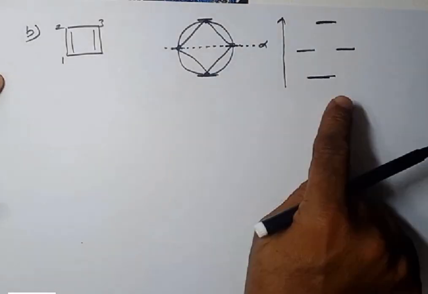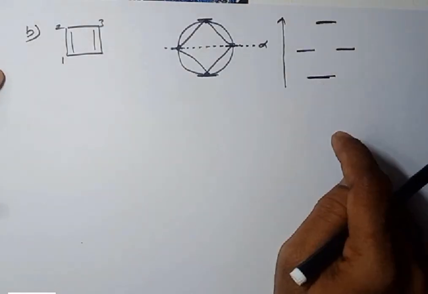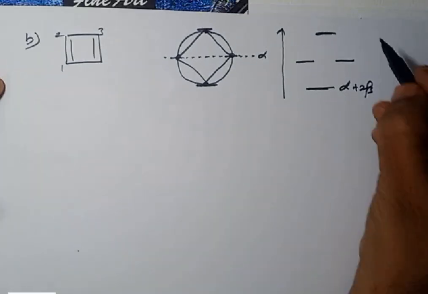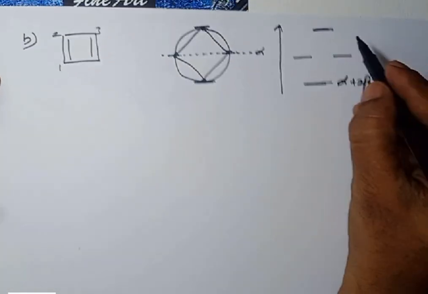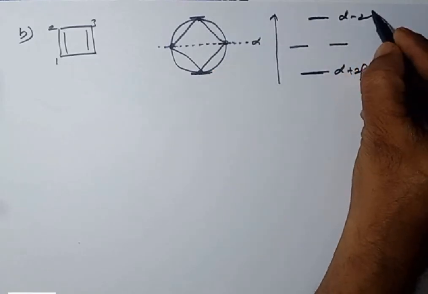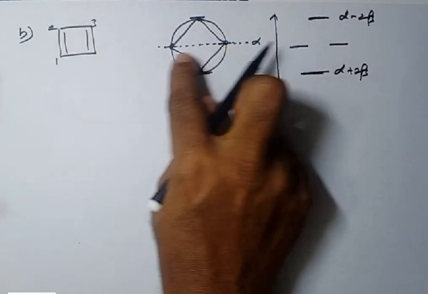What is the energy of this one? Can anyone tell me? What is the energy of the bottom? Alpha plus 2 beta. Always. Yes, you are right. Always alpha plus 2 beta. What is the energy of the top? Alpha minus 2 beta. Exactly opposite, alpha minus 2 beta. What about the energy of these two?